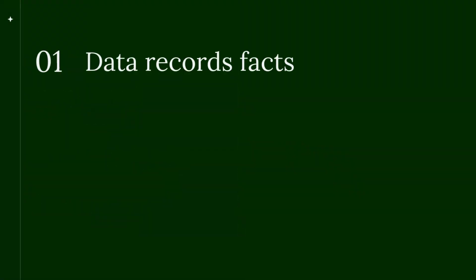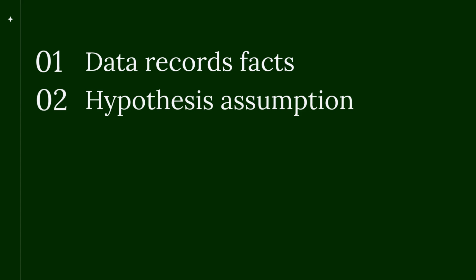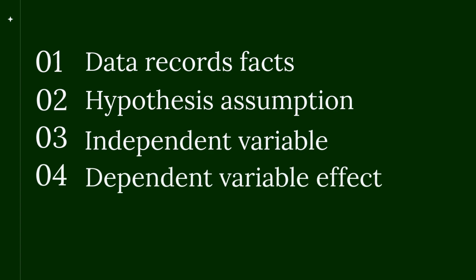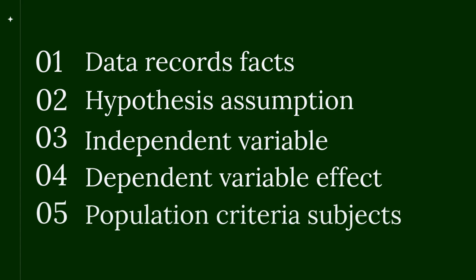Data refers to measurements or records of facts made under specific conditions. A hypothesis is a tentative assumption of the study or expected results. The independent variable is what the researcher manipulates, also called the experimental variable. The dependent variable is the effect of the independent variable. Population includes all subjects meeting the criteria for the research.